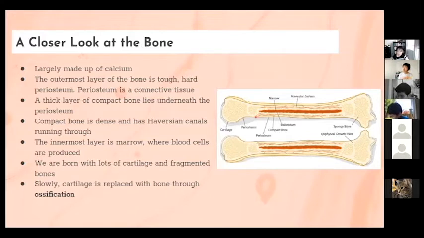And moving on to why we have 300 bones when we were born, but only 206 when we grow up. It's because we're born with lots of cartilage and fragmented bones. When we are born, our skull is actually a bunch of fragments. It's not one big bone that protects the brain. It's a bunch of pieces of bone surrounded by cartilage. But slowly, cartilage is replaced with bone through ossification, which needs calcium to happen. When you mature, slowly this cartilage turns into bone.